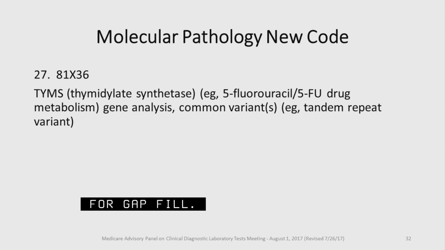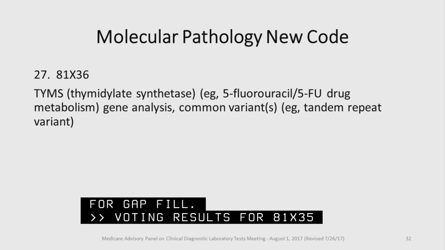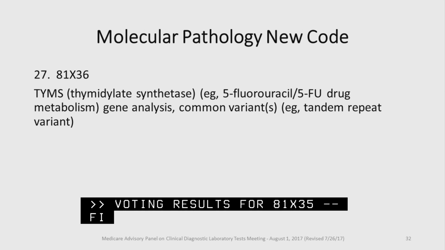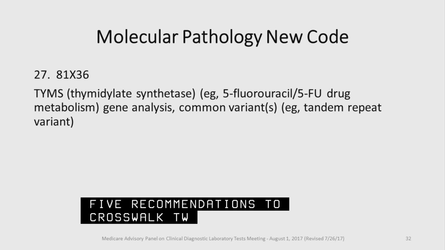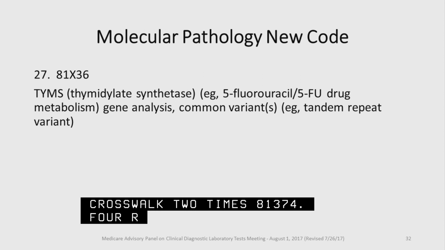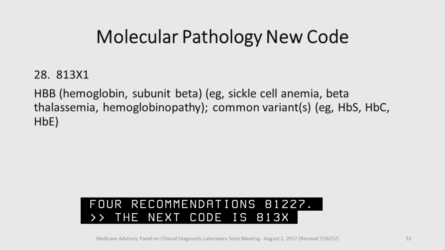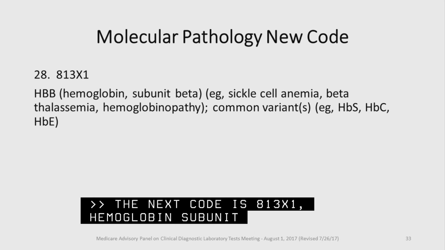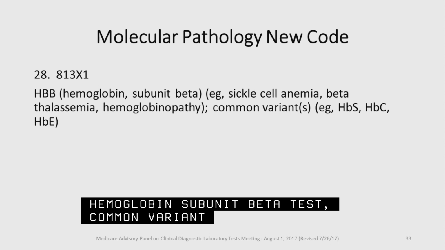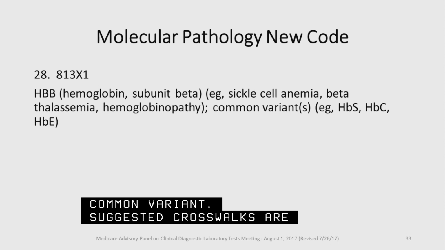Voting results for 81X35. 5 recommendations to crosswalk 2 times 81374. 4 recommendations to crosswalk to 81227. Okay, the next code is 813X1. It's the hemoglobin subunit beta test, common variance. Suggested crosswalks are 81227. And does the panel wish to speak to the presenters?